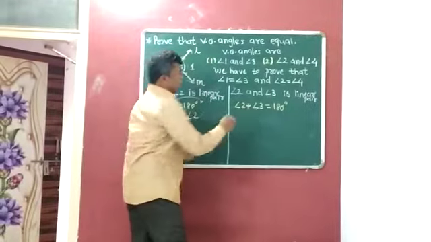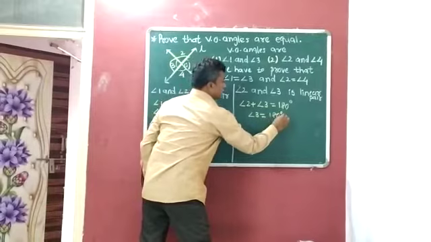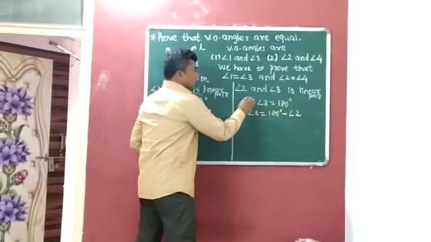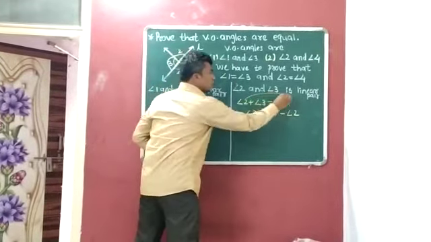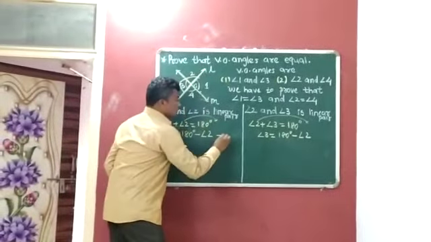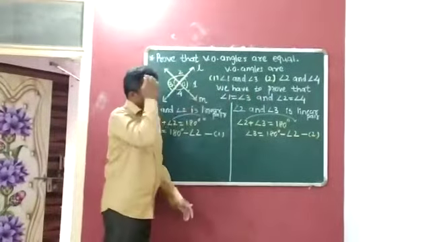Here we have to find angle 3. So angle 3 is equal to 180 degrees minus angle 2. We have to find angle 3, so the angle 2 side we change. On this side it is plus angle 2. If we change side, it becomes minus angle 2. This is equation 1 and this is equation 2.